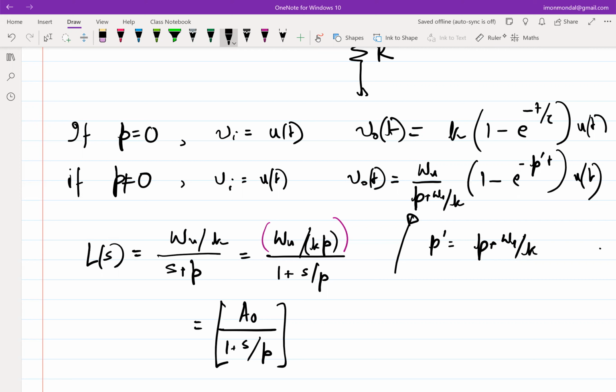And as a designer, what do you want your P to be? Should it be very small with respect to omega u over K, comparable, or very large? You would want the 3 dB bandwidth of your open loop system to be as small as possible. Note that in the case of an ideal integrator, that P is essentially 0, which means the 3 dB bandwidth of an ideal integrator is 0. So if you are trying to mimic an ideal integrator, you would want to make P as low as possible.